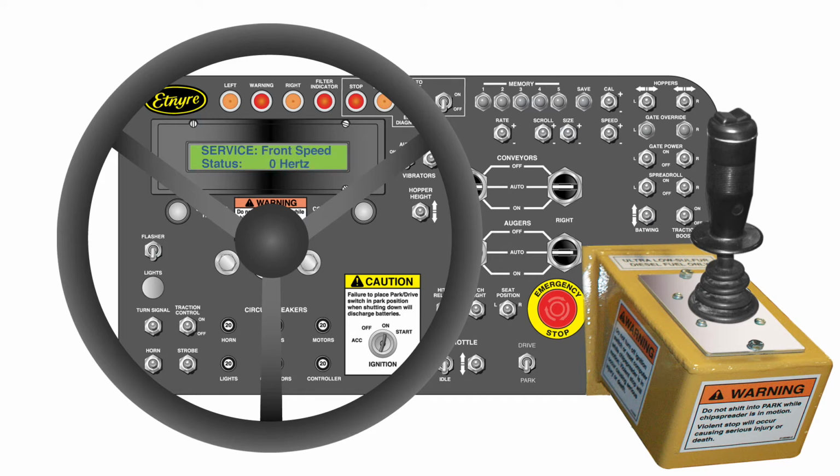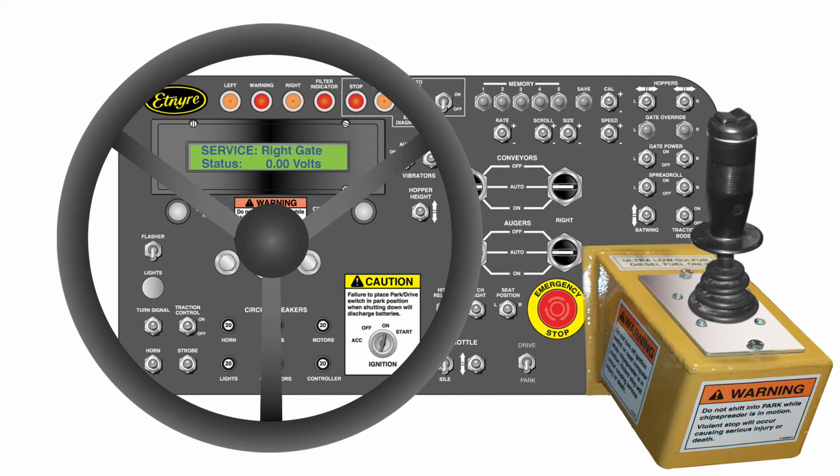This screen shows the frequency being measured in the front motor speed feedback circuit. Push the scroll switch down to move to the next screen. This screen shows the voltage being measured in the left gate feedback circuit. Push the scroll switch down to move to the next screen.